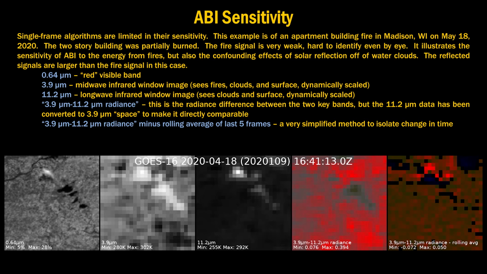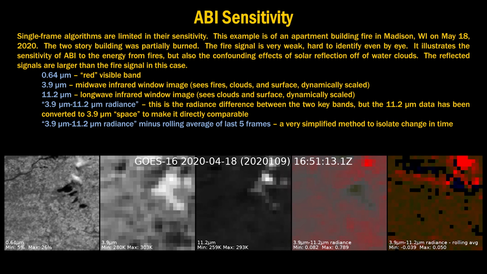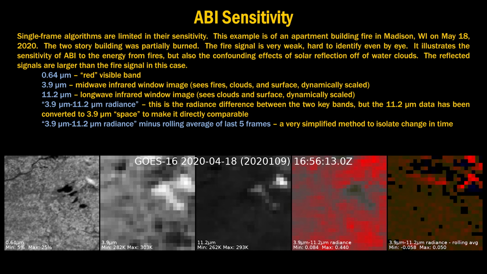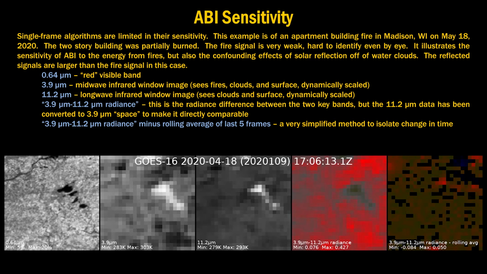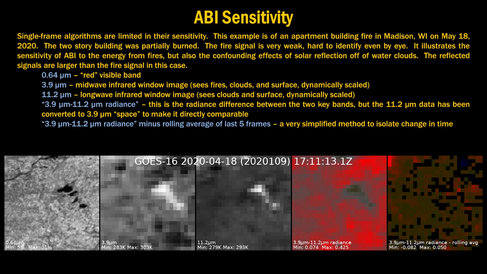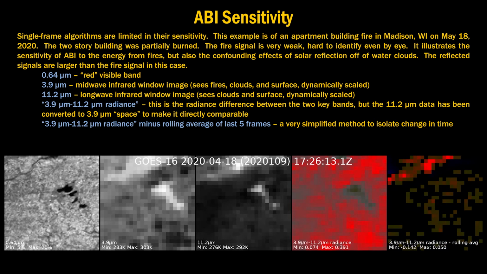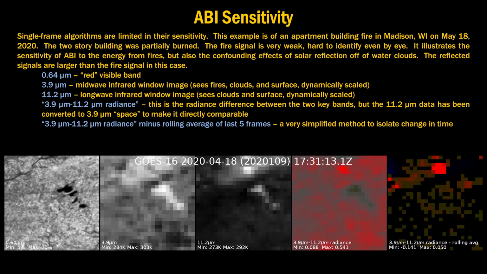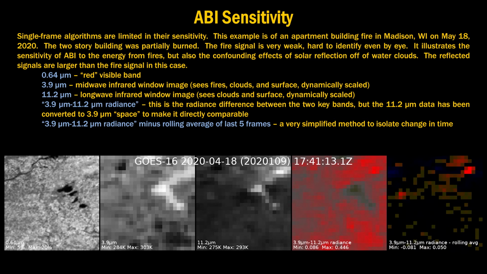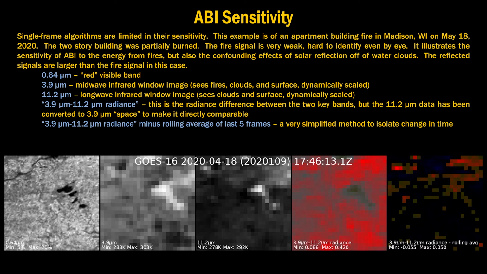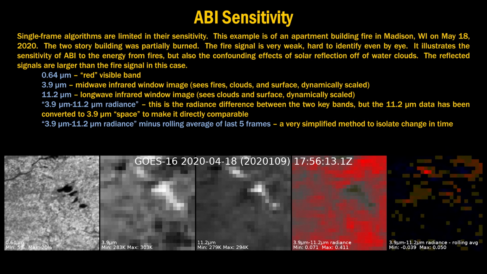ABI sensitivity to fire signals. Single-frame algorithms are limited in their sensitivity. This example is of an apartment building fire in Madison, Wisconsin on May 18, 2020. The two-story building was partially burned. The fire signal is very weak, hard to identify even by eye. It illustrates the sensitivity of ABI to the energy from fires, but also the confounding effects of solar reflection off of water clouds. The reflected signals are larger than the fire signal in this case.